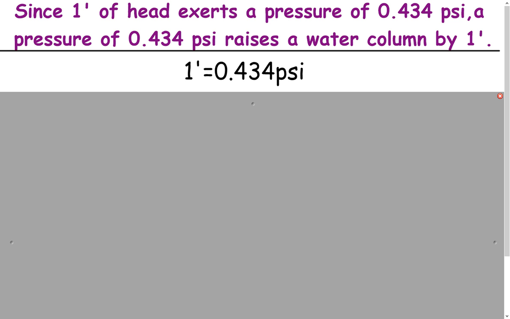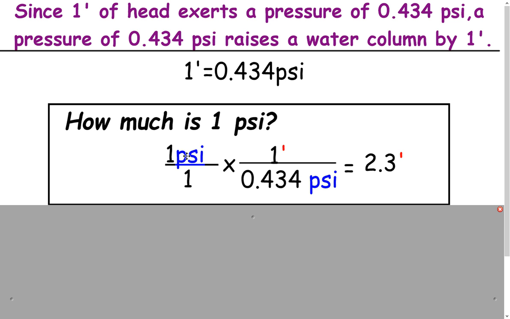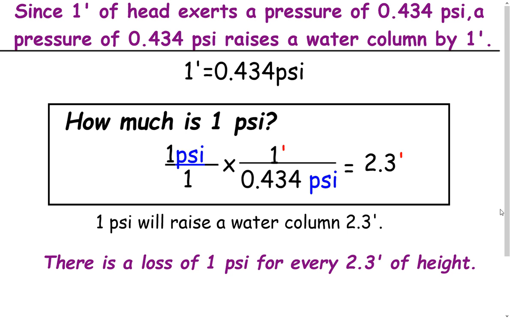Since 1 foot of head exerts a pressure of 0.43 psi, that pressure of 0.43 psi raises the water column by 1 foot. It's a reciprocating relationship. So the question then is, how much is 1 psi? If we do the conversion, we can flip that over, the psi's will cancel out, and we end up getting that 1 psi is equal to 2.3 feet. So 1 psi will raise the water column by 2.3 feet, or there's a loss of 1 psi for every 2.3 feet of height.